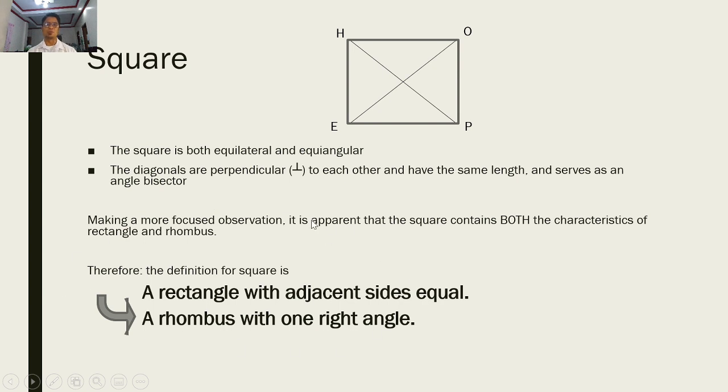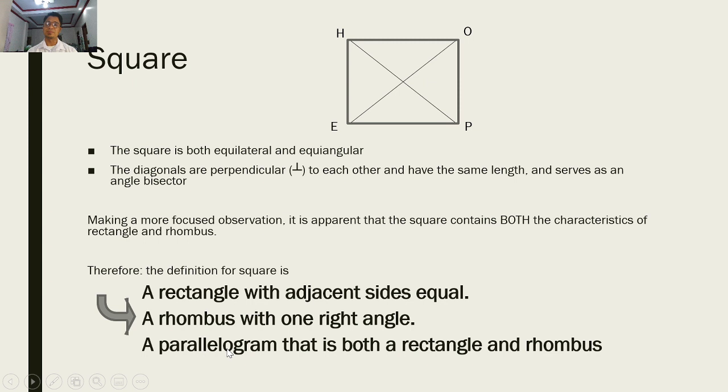Or, as I have told you, pwedeng galing tayo sa parallelogram. A square is a parallelogram that is both a rectangle and a rhombus. So, ganun po yung mangyayari po sa atin. So, these three, if I were you, I'm going to take note of these three, can be used as the definition for square. Ito po yun.